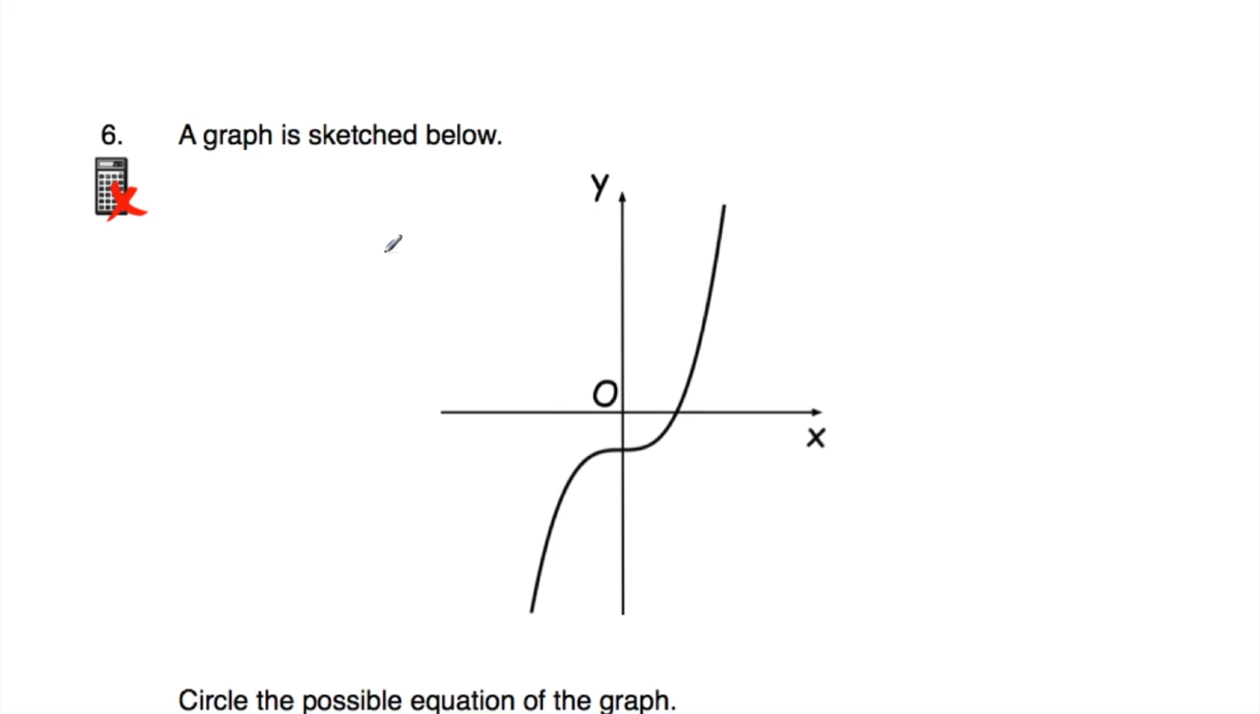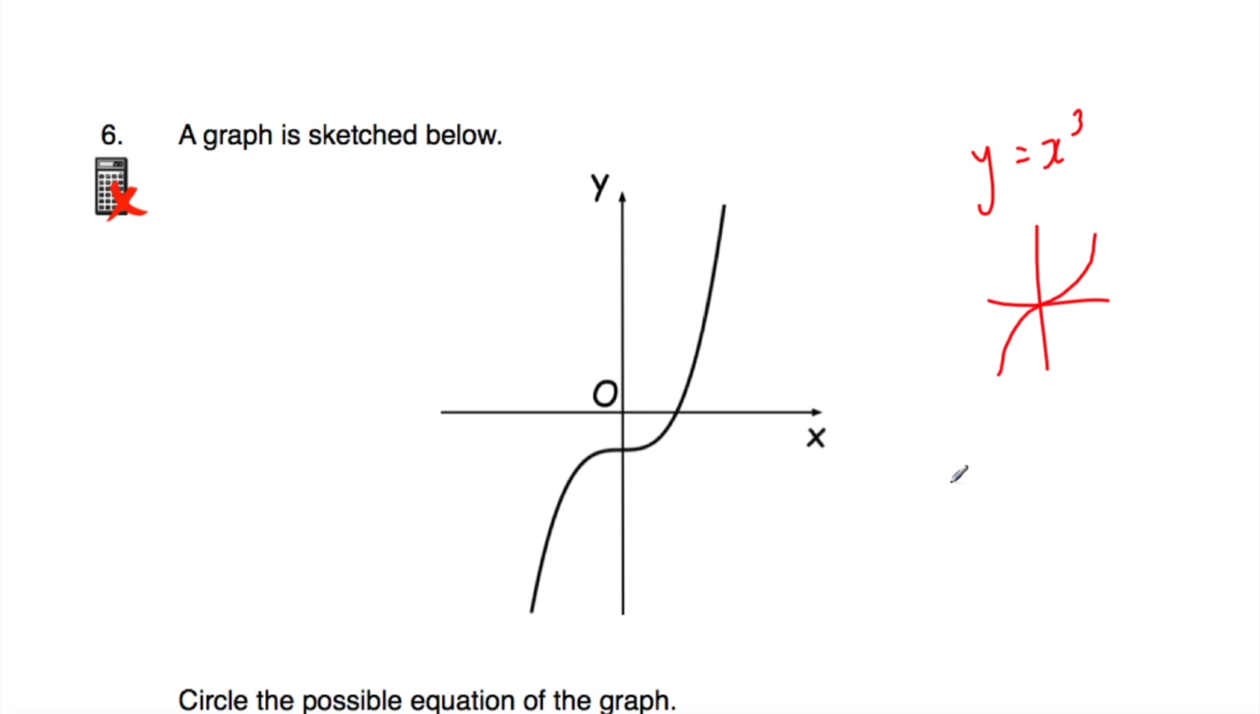Okay, question number 6. It says that a graph has been sketched below. So let's have a look at this sketch here. It looks like the cubic graph, the graph of y equals x cubed. Remember, that looks like this, where it goes up and then flattens out, passes through the origin, and then goes up again. As you can see here, it doesn't actually go through the origin, it's a bit below.